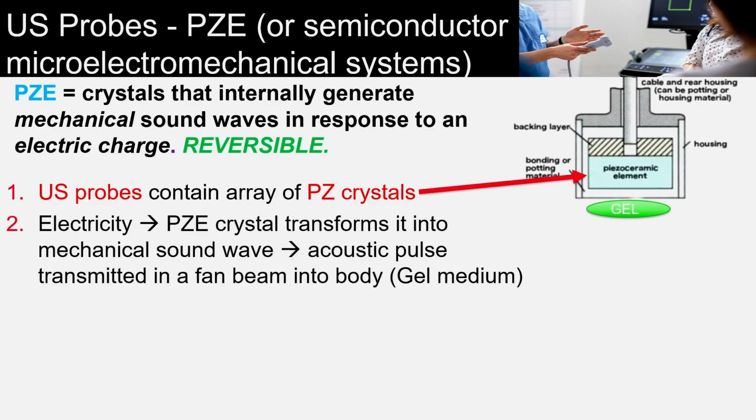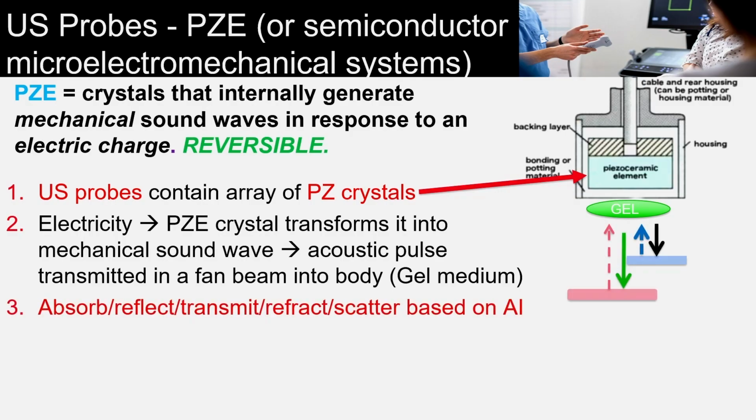When electricity is passed through the cable and excites those elements, that transforms that electricity into mechanical sound waves. These acoustic pulses are then transmitted through the human body in the shape of a thin beam. Now, we use a gel as a medium to help keep the robustness of that sound wave as it enters the human body. These waves then, depending upon the reflective surfaces and acoustic impedance properties of tissues, will be absorbed, reflected, refracted, transmitted, scattered, etc., based on those properties. And we'll do a little deep dive coming up into one of the slides on this property.